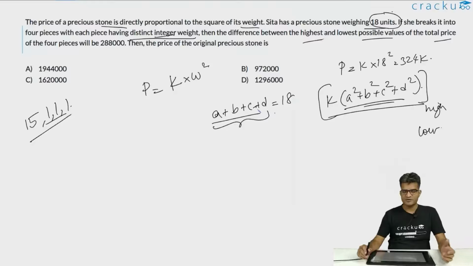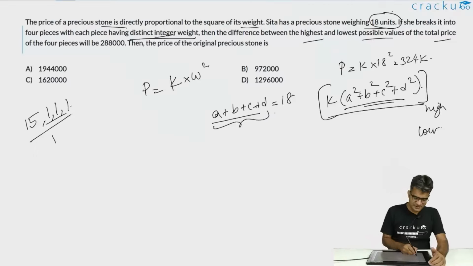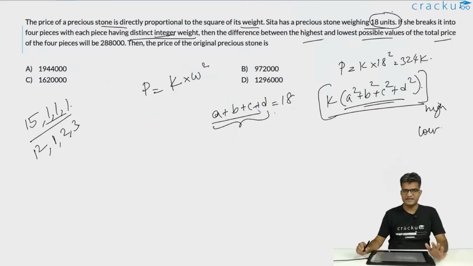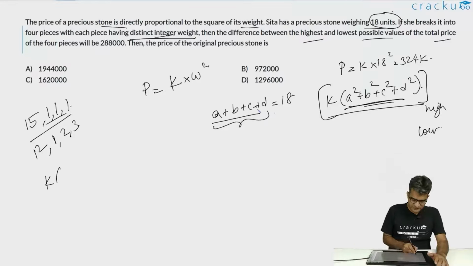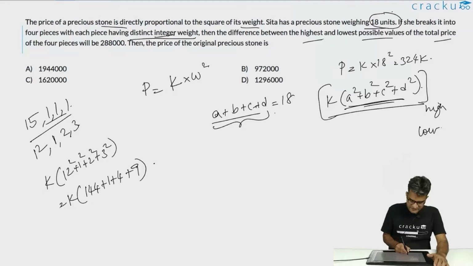So to get the highest possible sum of the squares, again we will make the maximum number as high as possible. But the minimum 3 numbers will be 1, 2 and 3, which will total up to 6. So the fourth number has to be 12 because the total weight is 18. And the sum of A square plus B square plus C square plus D square will be K into 12 square plus 1 square plus 2 square plus 3 square, which is equal to K into 144 plus 1 plus 4 plus 9, which is equal to 158K. This is the maximum possible value of the sum of the squares.